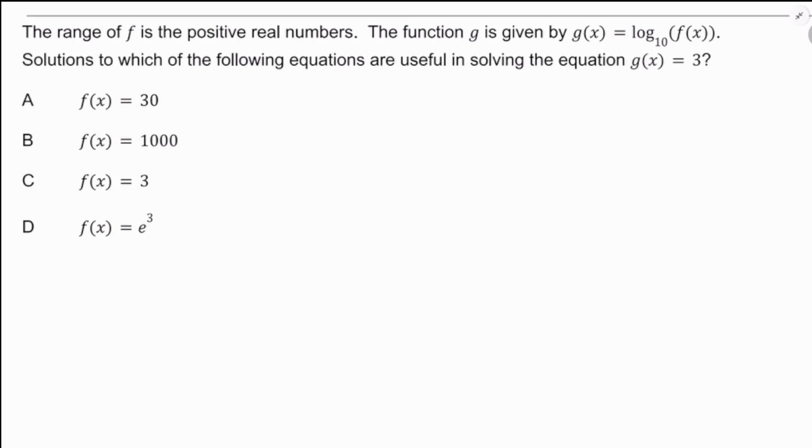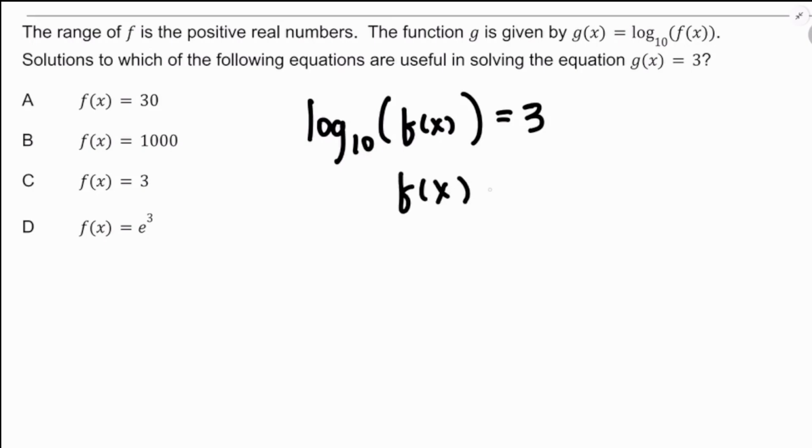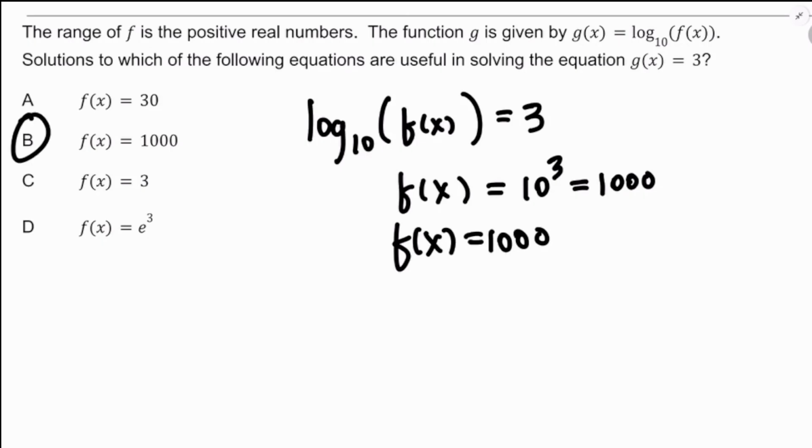Maybe it would help if we wrote this out. g of x is log base 10 of f of x. That's equal to 3. Well, that would definitely be an equation that would be useful. But all of these have f on its own. So what I need to do is get rid of that log with base 10. So I'm going to take 10 to the power of both sides. I'm going to say f of x equals 10 to the third, and that's equal to 1,000. Okay, so that's f of x equaling 1,000. That's answer choice B. And there we go.